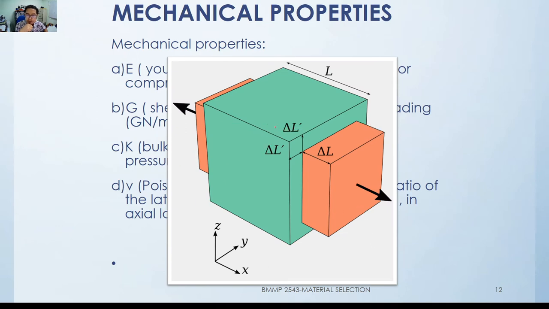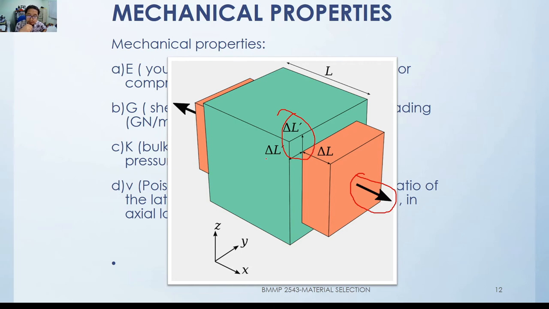For Poisson ratio, this is what we call the ratio between the lateral deformation, lateral strain, over the axial strain. The ratio of this difference is the definition of Poisson ratio. How important is Poisson ratio? We can know how a material behaves when it's being subjected to load.